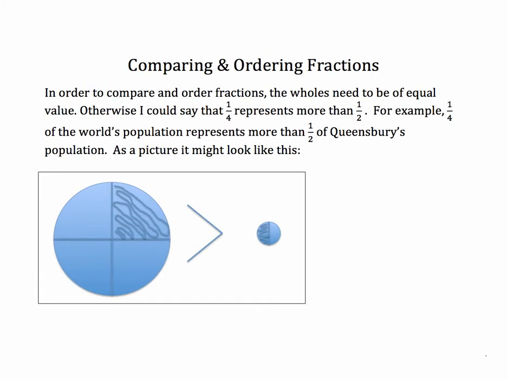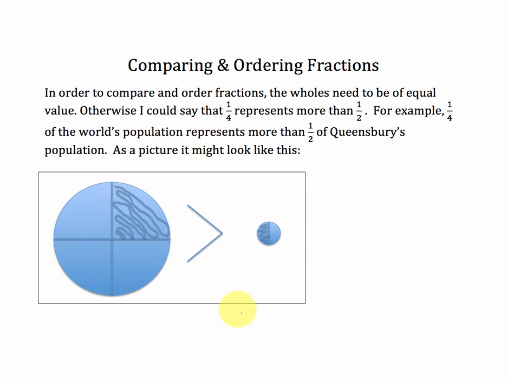Today we're going to be comparing and ordering fractions. In order to compare and order fractions, the wholes need to be of equal value. Otherwise, I could say that 1/4 represents more than 1/2. For example, 1/4 of the world's population represents more than 1/2 of Queensbury's population.